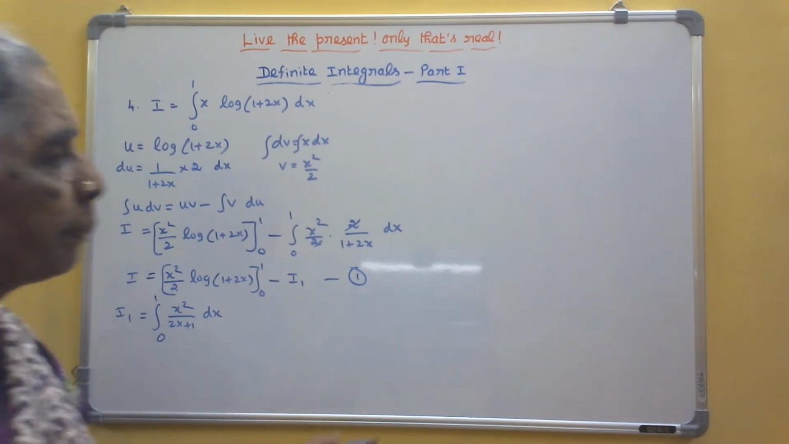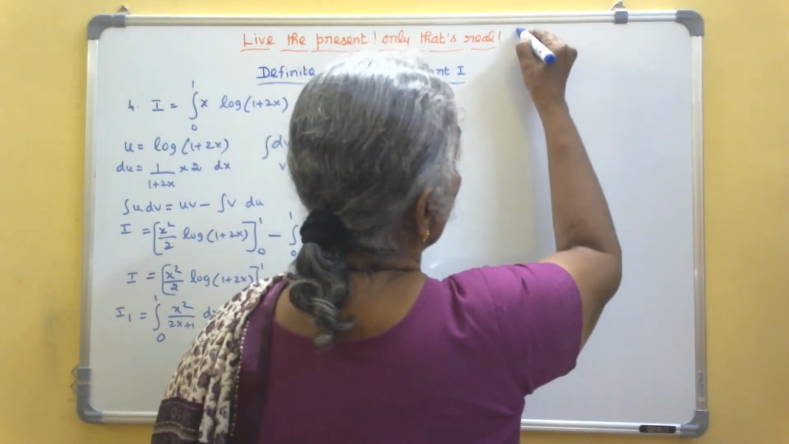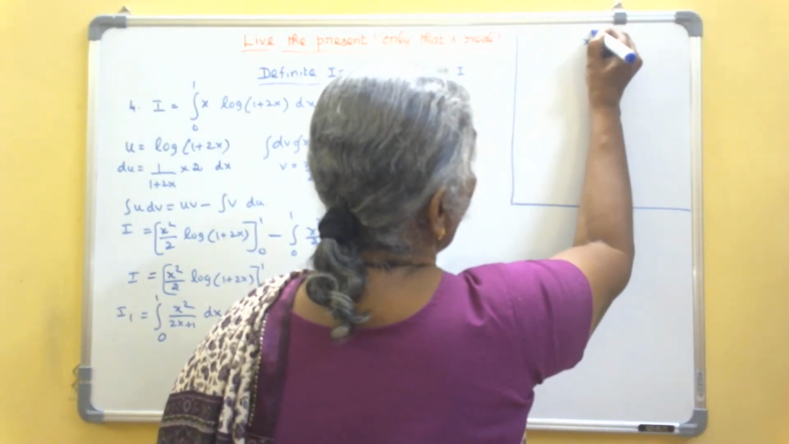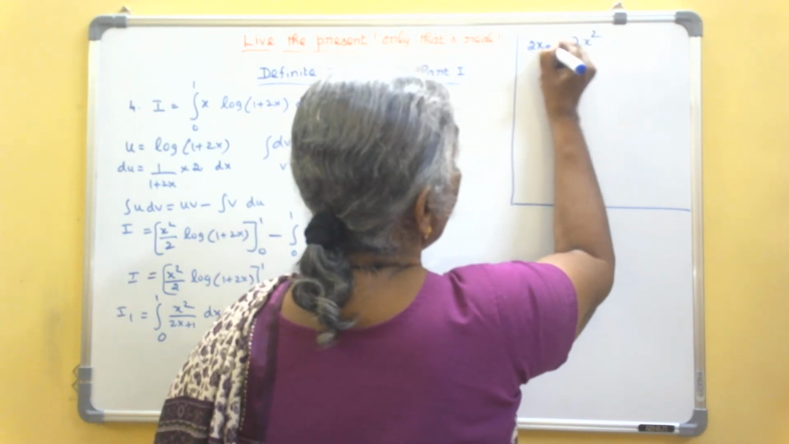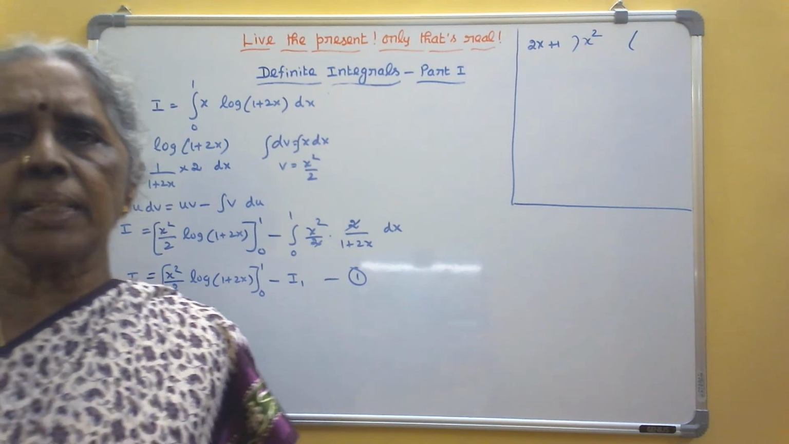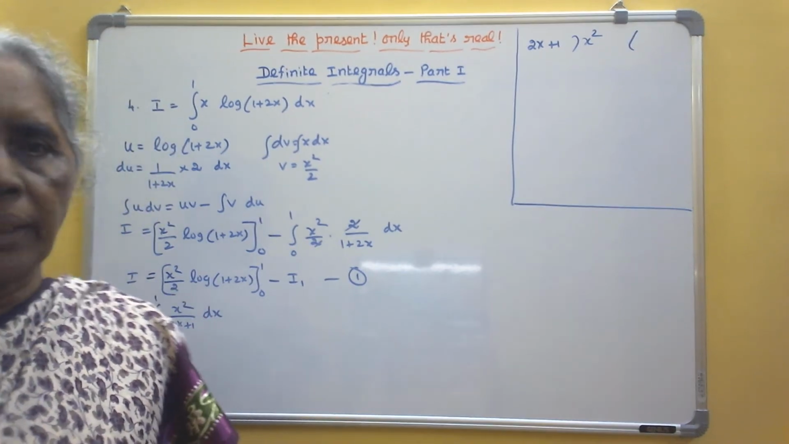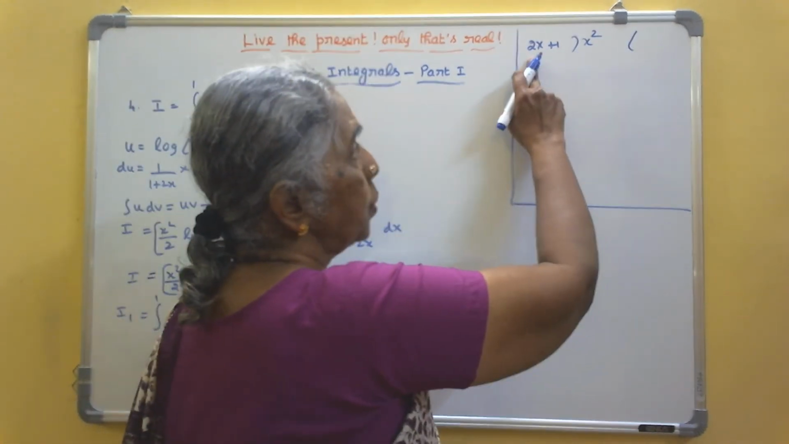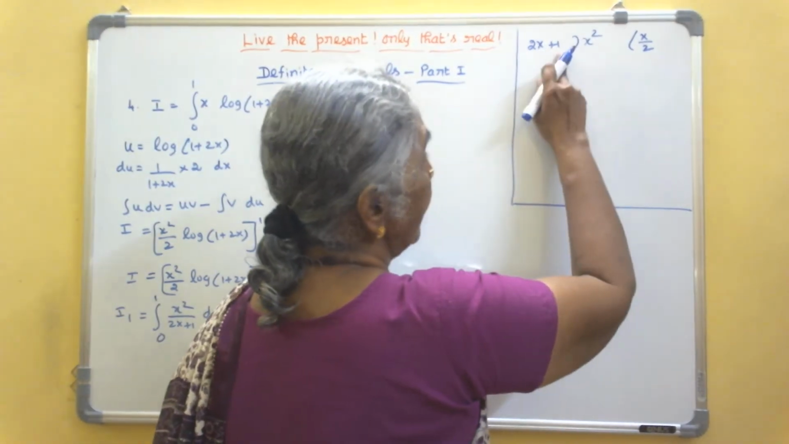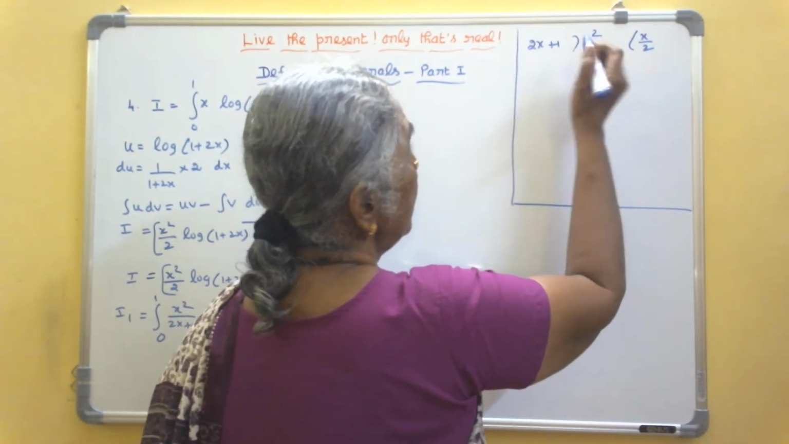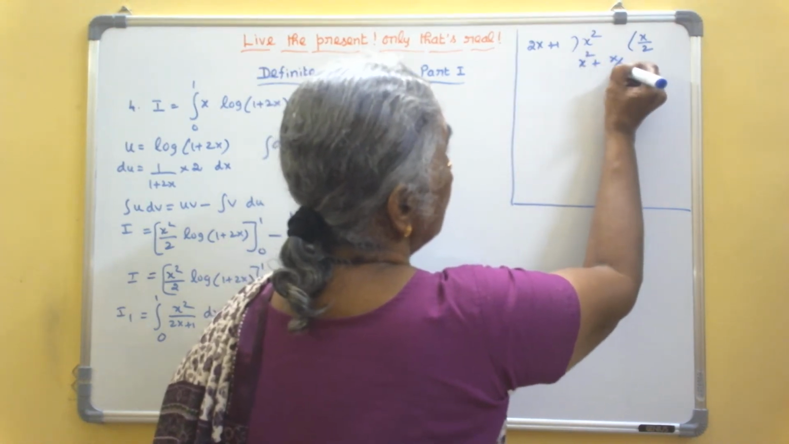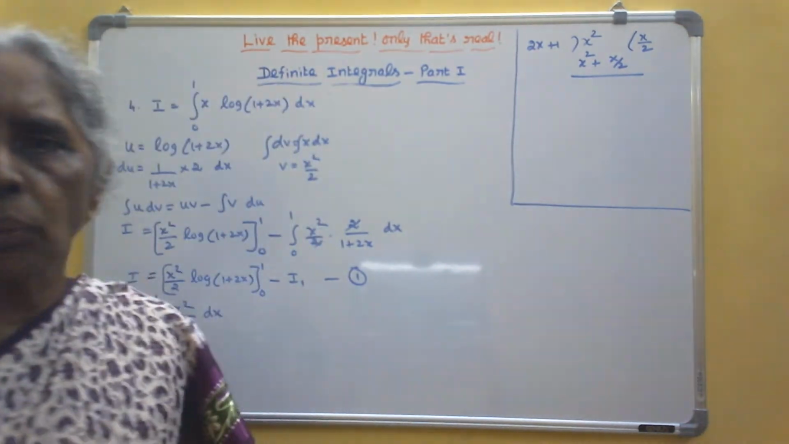So now let me do the division here. So x squared, I have to divide it by 2x plus 1. Always first term divided by first term. So x squared by 2x will give you x by 2. With that, multiply the two terms. x by 2 into 2x will give you x squared, plus x by 2 into 1 will give you x by 2.